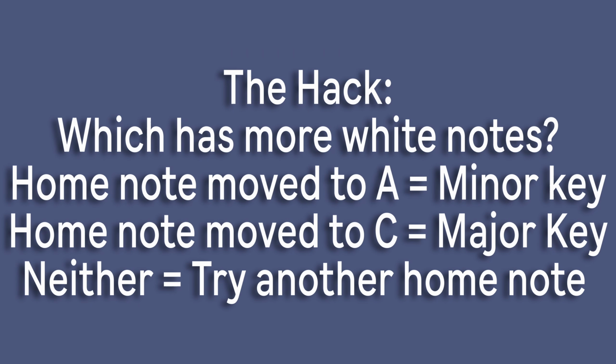Now here's the hack. When the home note fits best on A, that means your track is in a minor key, and that original home note is the key. So in this case, our original home note was E. So that would make this vocal in E minor. It's that simple. And if your home note works out best when it lands on a C, that means the vocal is in a major key of that home note.